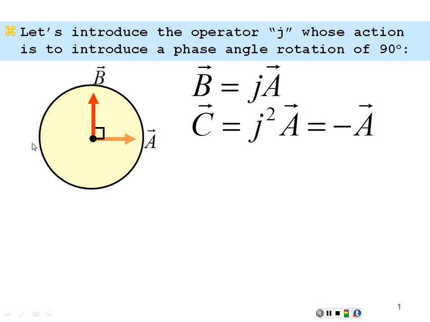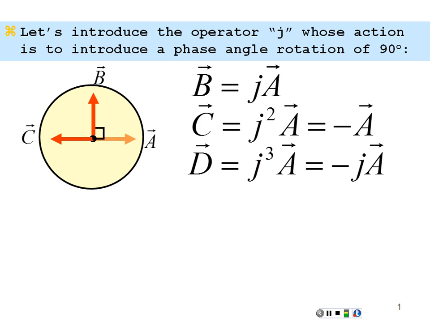Well, if I were to operate on this again, so I would use the J operator twice on vector A, I would actually go 90 degrees and then another 90 degrees and end up with vector C. Same magnitude, but I end up 180 degrees in the opposite direction, or in other words, C is equal to negative A. If I use the operator one more time, I would go another 90-degree phase, and I would end up with vector D, which would be equal to a negative J times A.